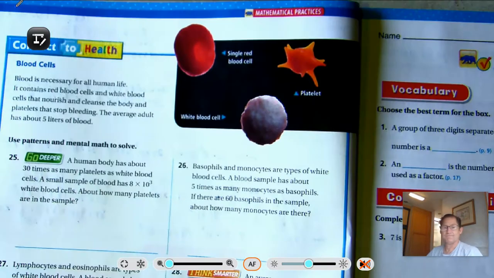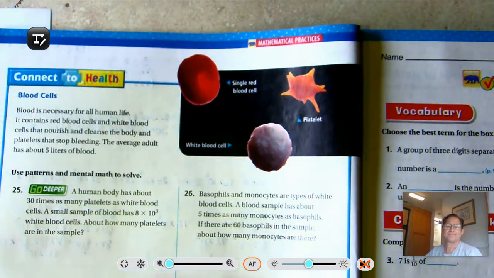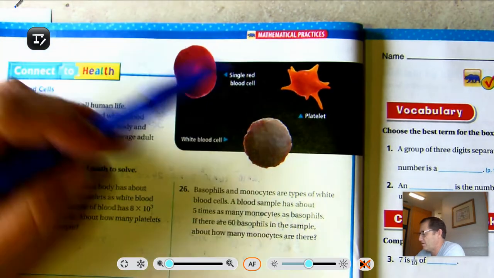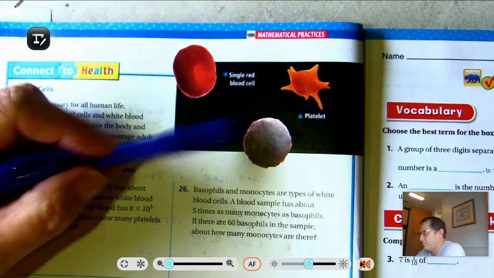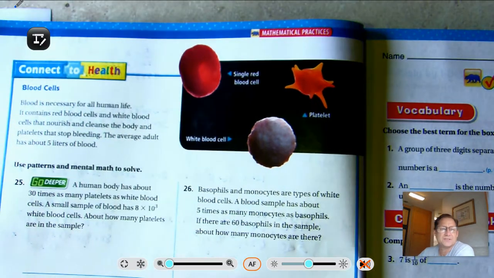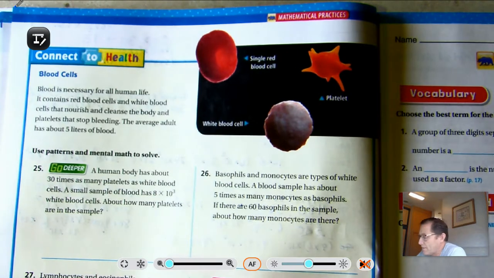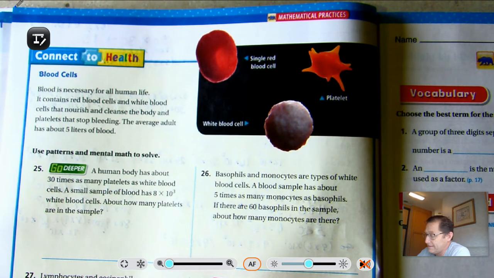And page 24, blood cells. All right, so we have an image of a single red blood cell, an image of a platelet and a white blood cell. Blood is necessary for all human life. It contains red blood cells and white blood cells that nourish and cleanse the body, and platelets that stop bleeding. The average adult has about 5 liters of blood.